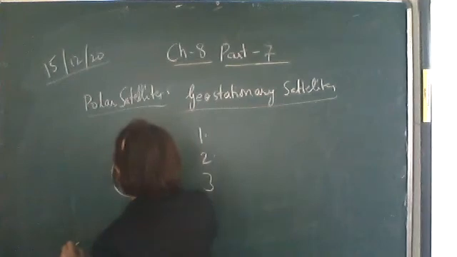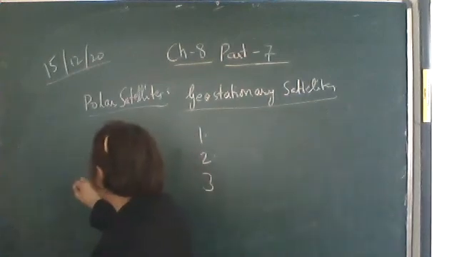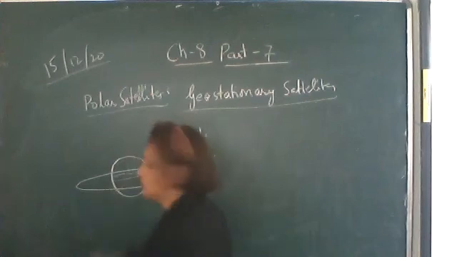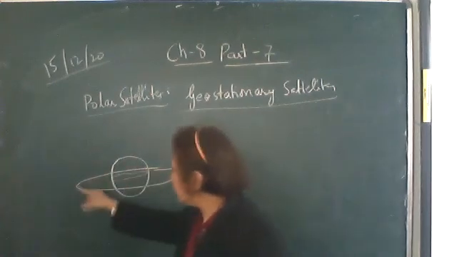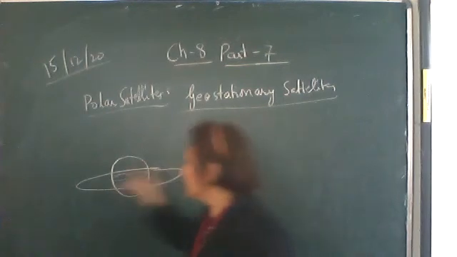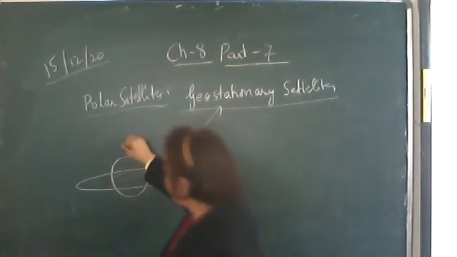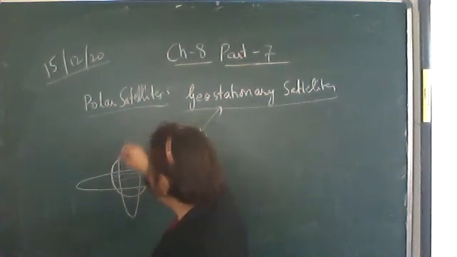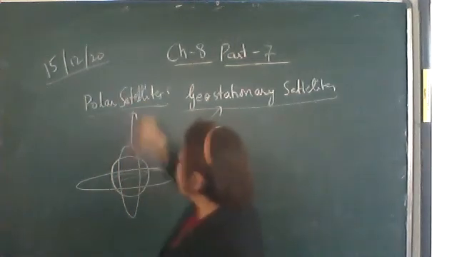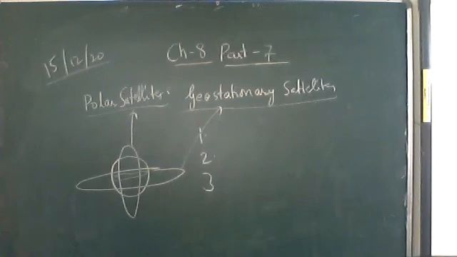Now let's see the figure. We know that this is the equator of the Earth and the geostationary satellites, which are also called geosynchronous satellites, are revolving at a height of 36,000 kilometers above the Earth's surface around the equator. So these are the geostationary satellites, whereas polar satellites are revolving above the poles. So these we call polar satellites. So you can draw the figure showing the geostationary and the polar satellites.